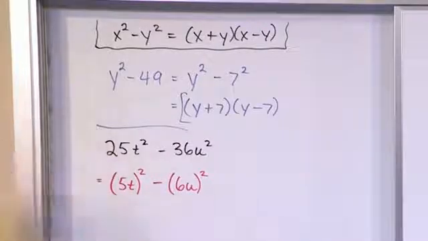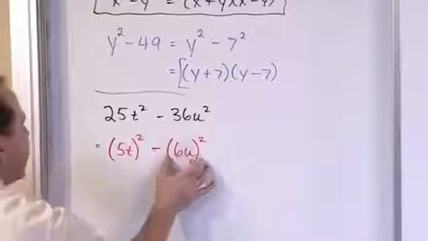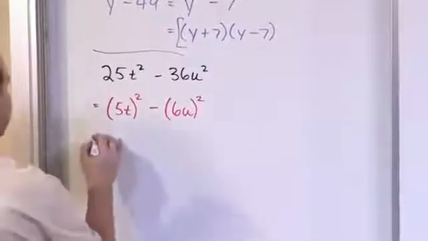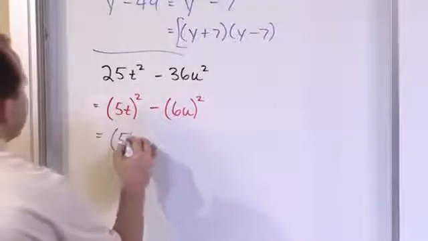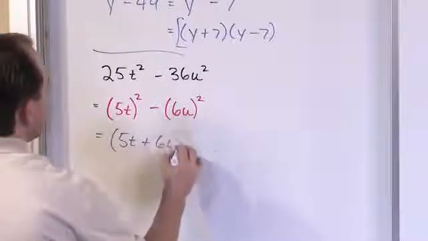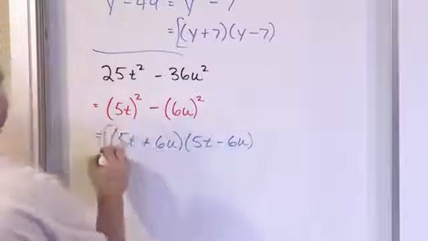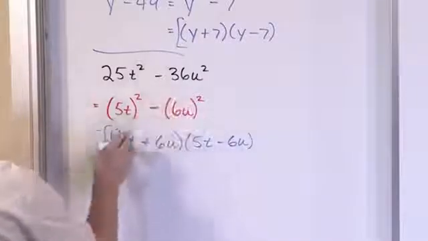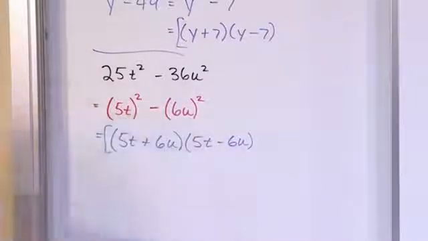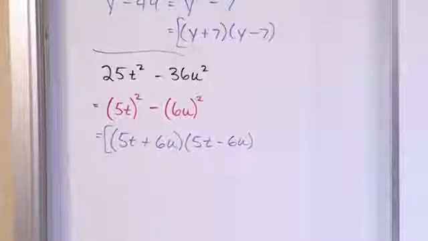Once you realize that, you have the difference of two things that are squared. So the way you write the final answer is (5t plus 6u) multiplied by (5t minus 6u). You literally just say this plus this multiplied by this minus this. And that is the final answer.